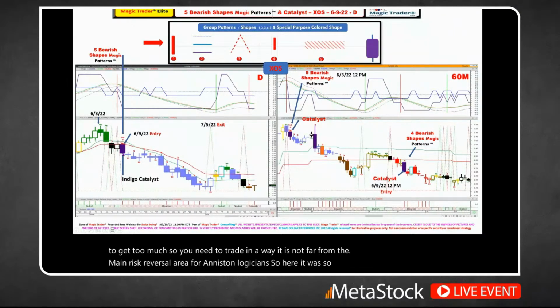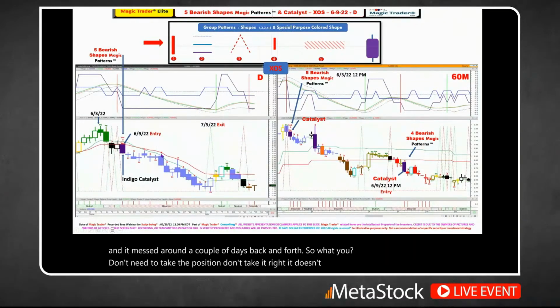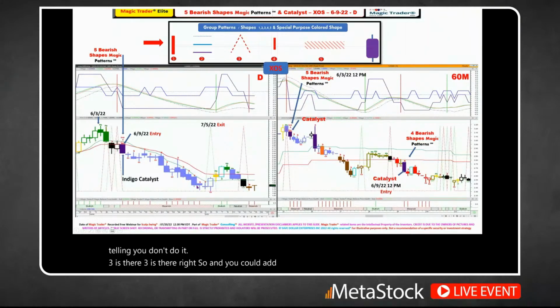So we made a few bucks. Then it messed around a couple of days back and forth. So what? If you don't need to take the position, don't take it. It doesn't matter. So you take it here. We're telling you don't do it. Number 3 is there. Number 3 is there. And you could add here, it's very close. Be my guest. And how to get out?